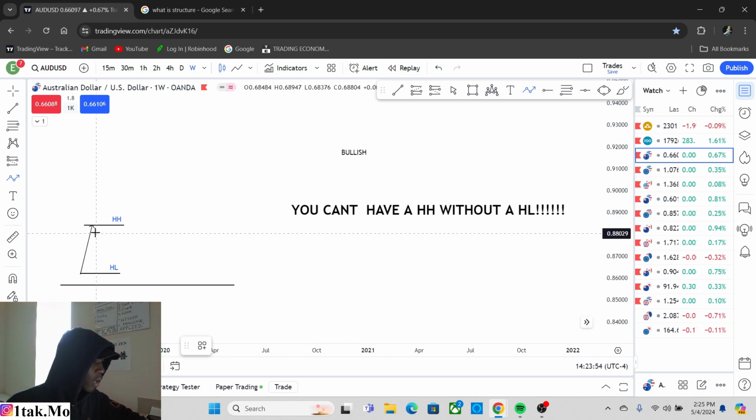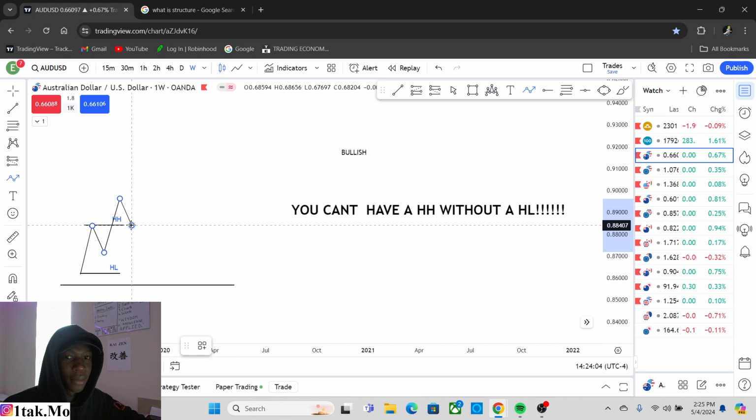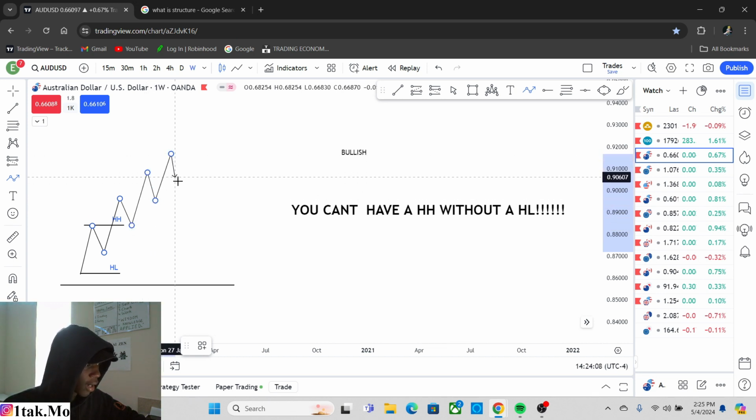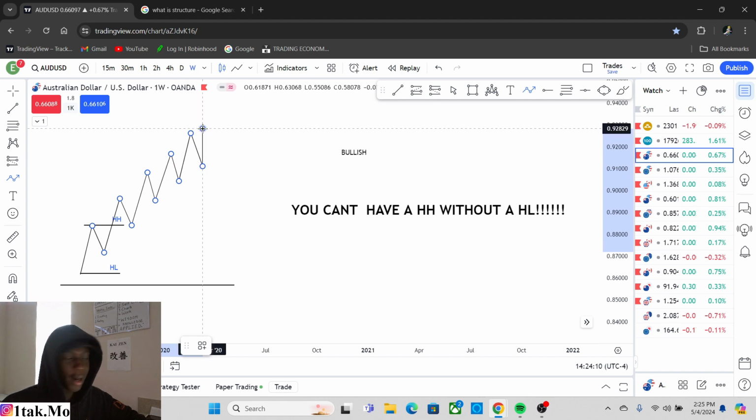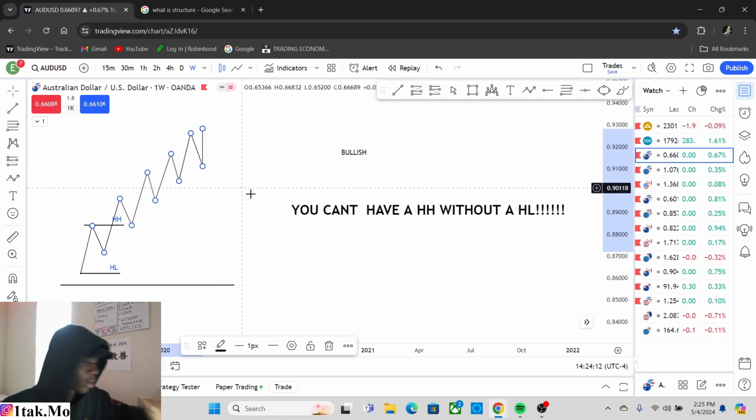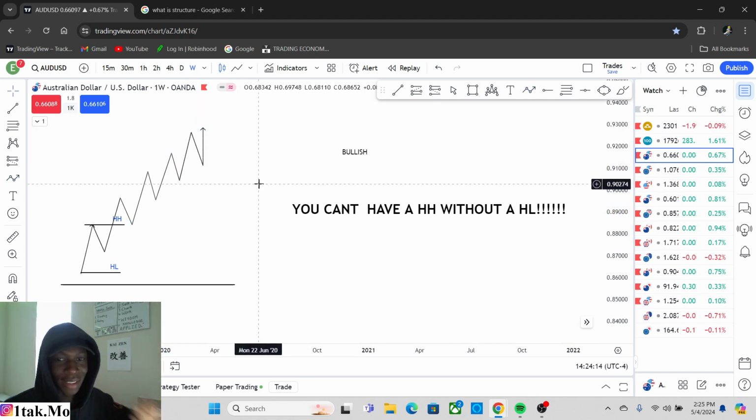So price is right here. It needs to have a pullback, make a new higher low, and then break above this higher high to make a new higher high. Once that happens, price needs to come back again, make a higher low before making a new higher high, higher low, higher high, and so forth and so forth. That's how it goes. That's how simple it is.